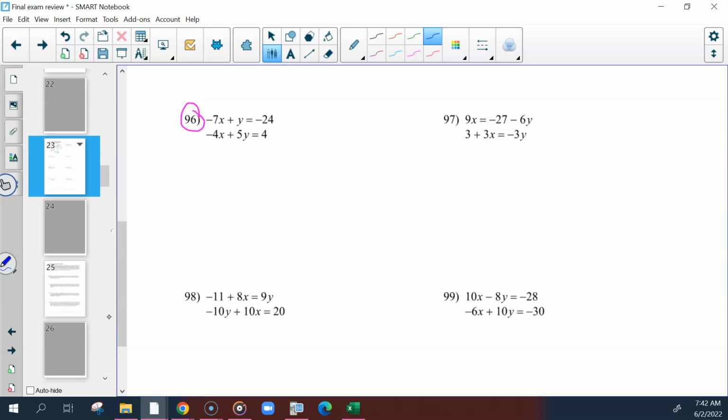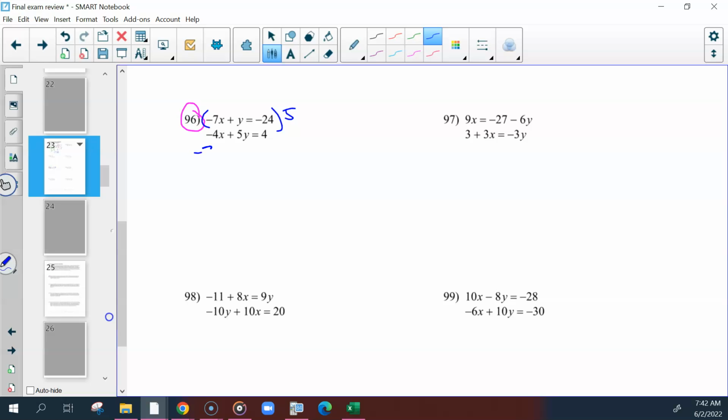For 96, we don't have a variable that has the same coefficient, but we can make one. It does not matter if you choose x or y. I'm going to go with y just because I would only have to change one of the equations and not both. If I choose x, I'd have to change both equations. So if I need these to be the same, I would have to get the top one to be 5. So I'd have to multiply this by 5 in order to do that. And I'm doing that to the entire equation.